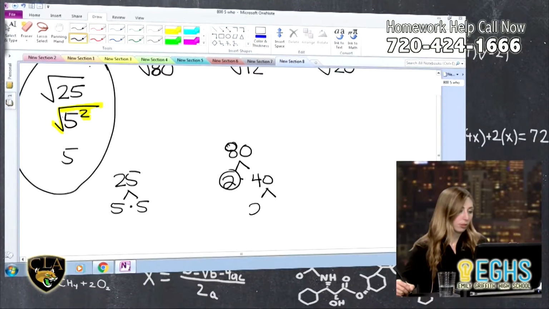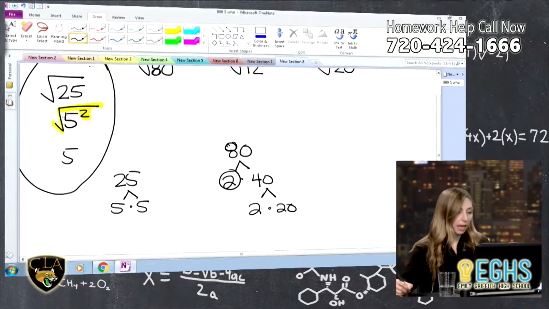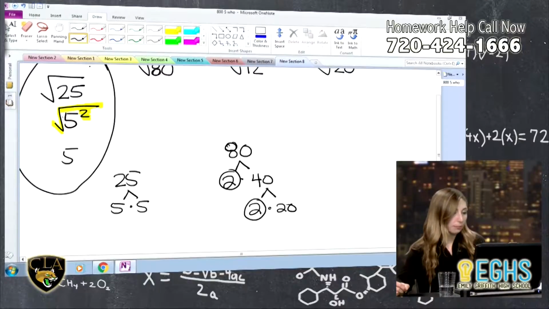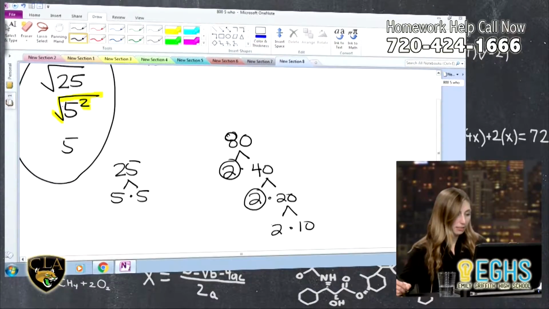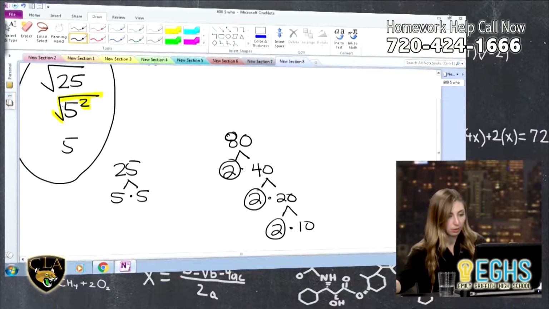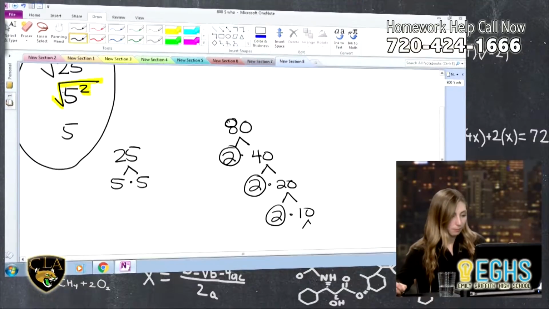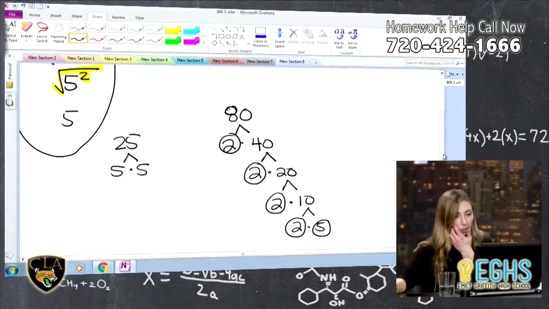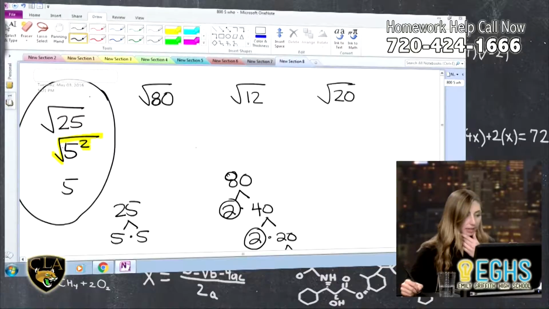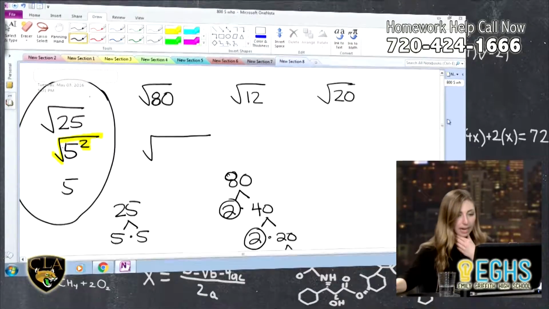So 2 and 20? Sure, 2 and 20. Again, 2 is prime, so we'll continue with the 20 and not the 2. What about 20? Let's break that down. 2 and 10, and same idea, 2 is prime, so let's go with our 10. All right, and 2 and 5? 2 and 5.